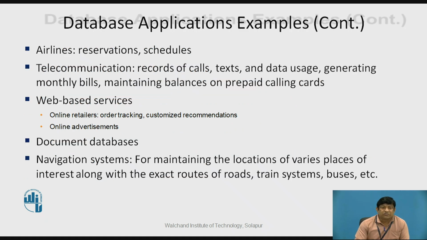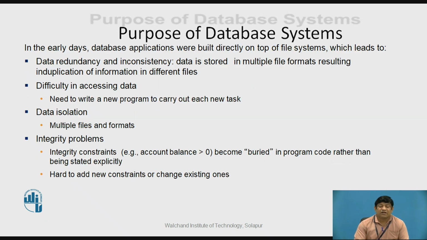In the case of airlines, for airline reservations, similarly we can consider train reservation, bus reservation, telecommunications, then web-based services like online retailers, order tracking, customer recommendation, online advertisement, document databases, and navigation systems for maintaining the location of various places of interest along with the exact routes of roads and train systems. Here we can consider a database system.